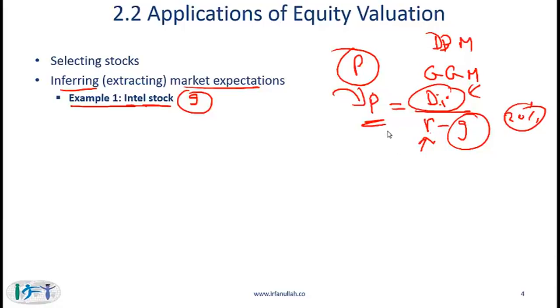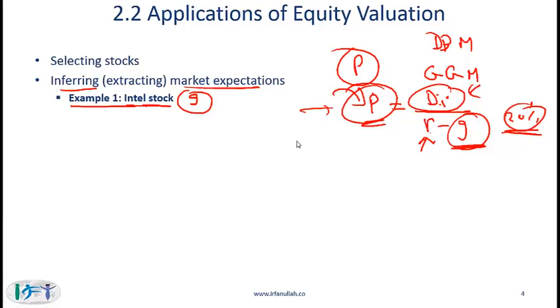Now, if you as an analyst believe that this 20% is much higher than what can be realistically expected for a company like Intel, then what does that say? That says to you that probably the price in the market is much higher than what it should be. So note that you have used an equity valuation technique to infer certain expectations about the stock. So this is another utility.